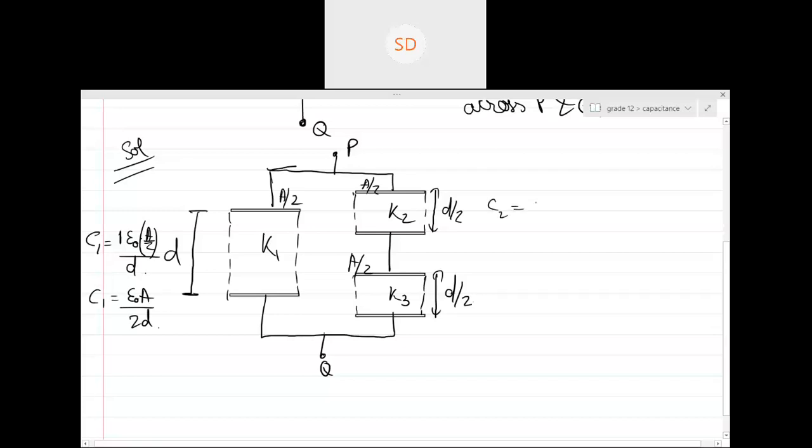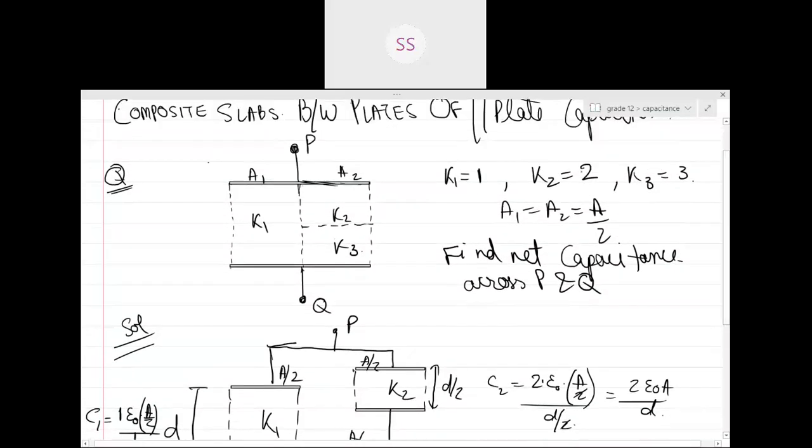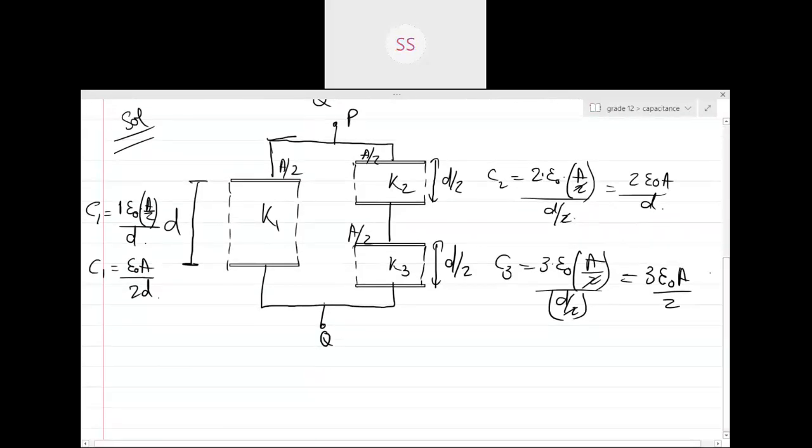C2, can anyone calculate C2? Twice epsilon naught A by 2 upon D by 2. Cut. Twice of epsilon naught A by D. Am I correct, guys? Am I correct or am I wrong anywhere? Math part. So C2, tell me. Yes, 2 is K2. It's filled with the dielectric completely, no? Okay.